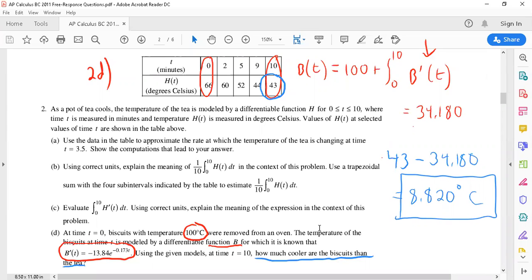Okay, so how much cooler? Looks like we answered it completely. So 8.820 degrees Celsius. So is that okay for 2D? Yeah, thank you. Okay, other questions on this one?